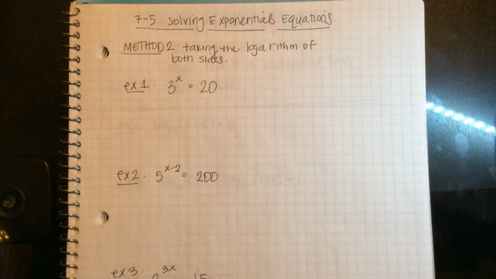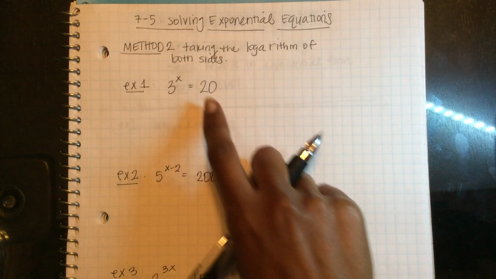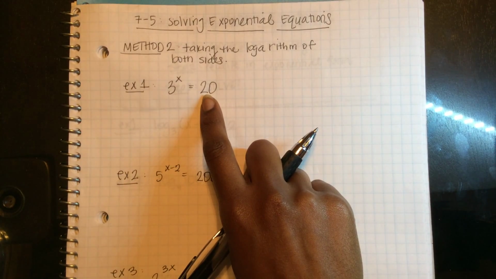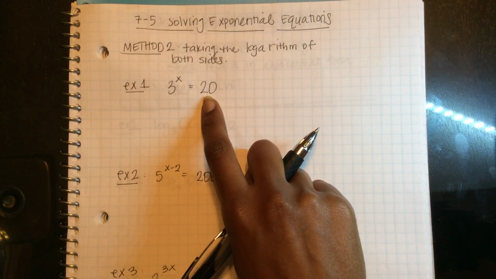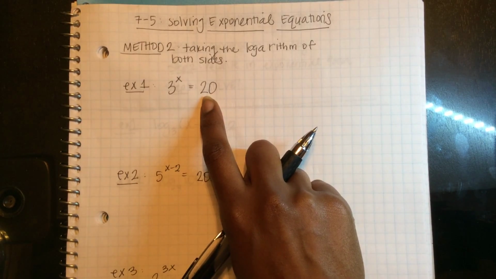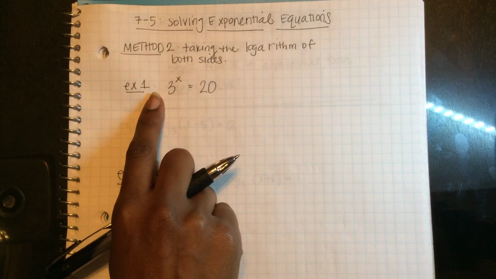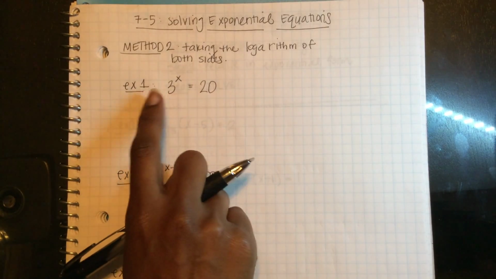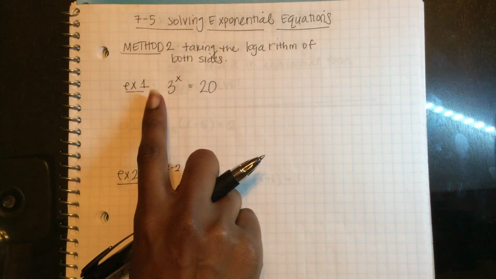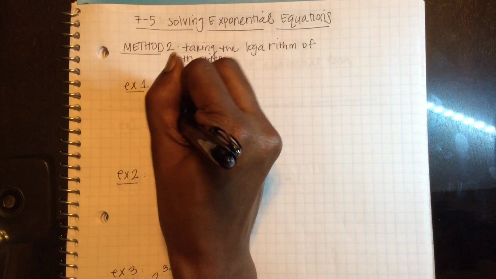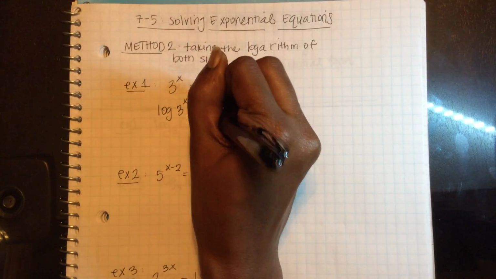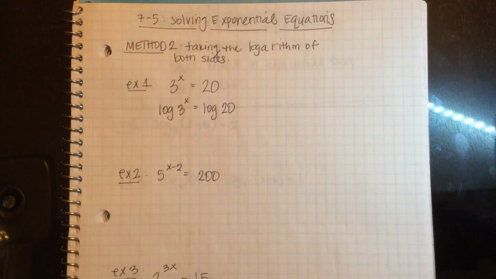is a common base. So in this example, I cannot get 20 to be a base of 3. So I'm going to do method 2, which is taking the logarithm of both sides. What I mean by that is I'm going to take the log of this side and the log of this side. As long as I do that, I'm keeping my equation balanced. Log of 3 to the x equals log of 20.